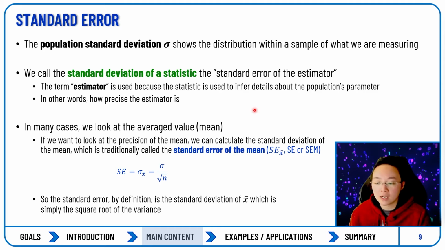If we want to take a look at how precise our mean is, then we can calculate how far our mean deviates. So we can say the standard error of the mean, which is SEX, SE or SEM. We call that the standard deviation divided by the square root of n, or essentially the square root of variance. There are various different ways of defining it. Just keep in mind, all it's telling you is how precise your mean is, so that we can make assumptions about the population's mean as well.